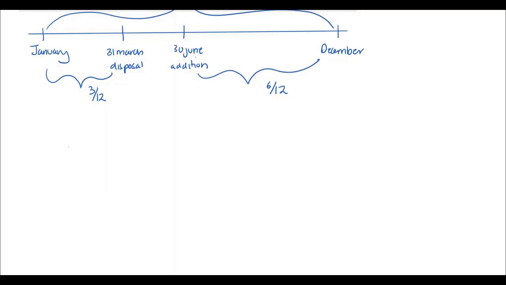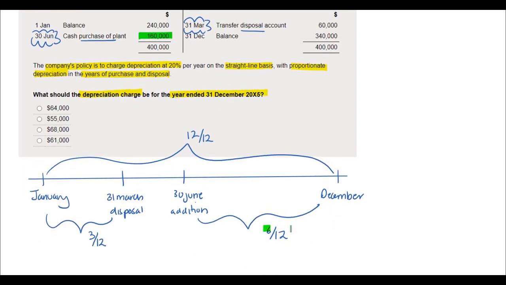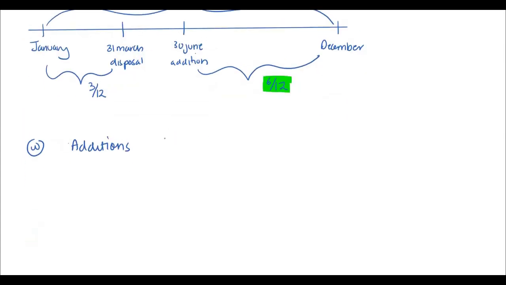I'm going to start off by thinking about the additions for the year. We can see from the timeline that the additions made have a value of 160,000. With a depreciation policy of 20% and a timeline revealing that only 6 months worth of depreciation should be charged, we can identify that 160,000 multiplied by 20% multiplied by 6 months of the year gives us 16,000 for the additions. Next, we can deal with disposals.